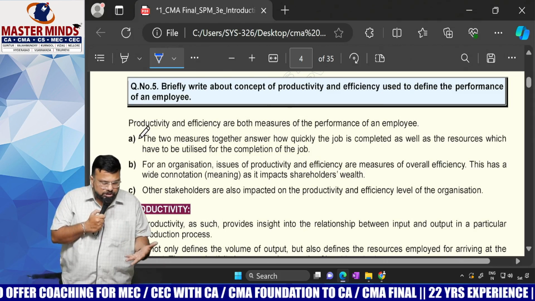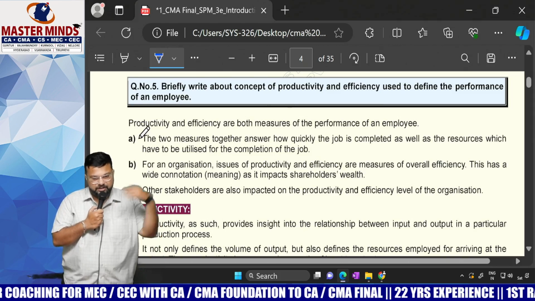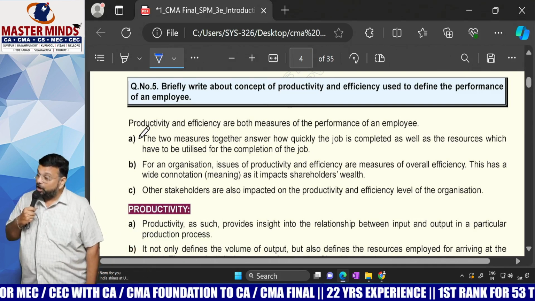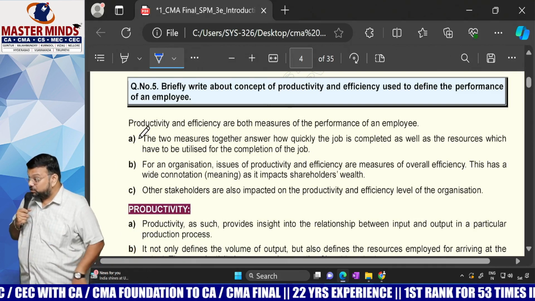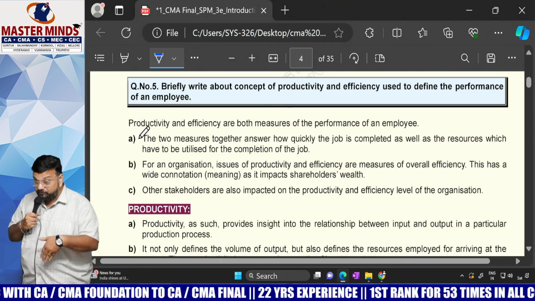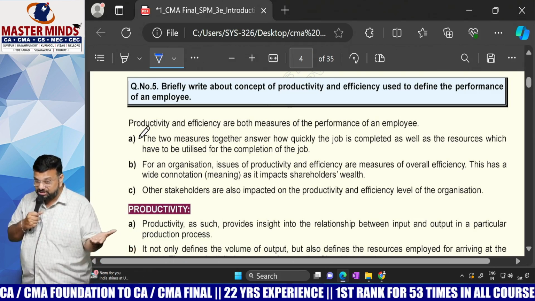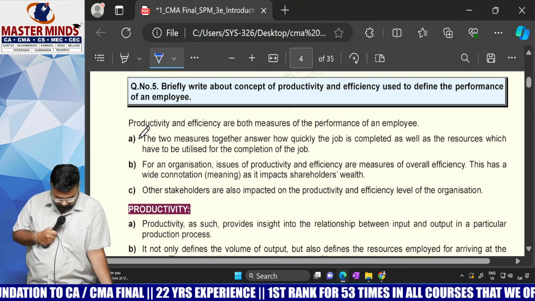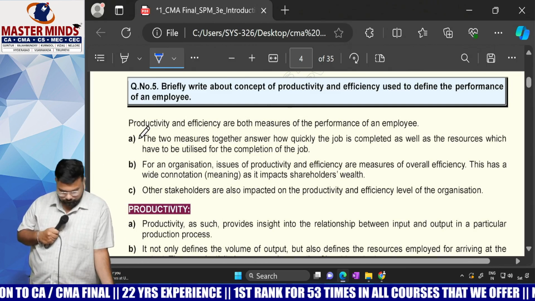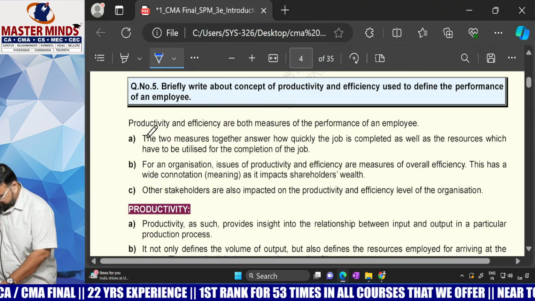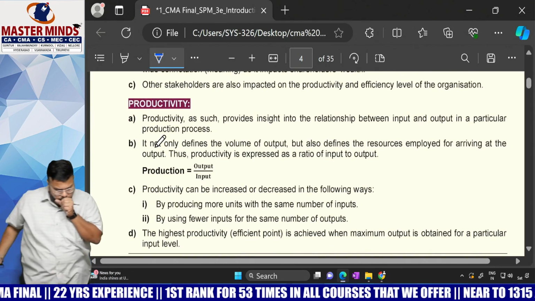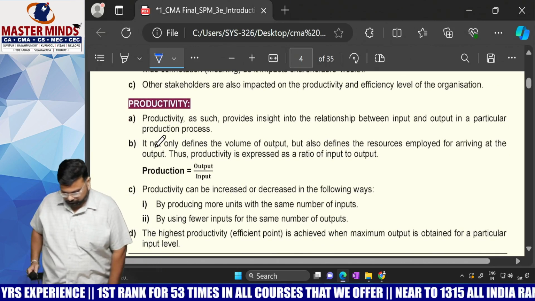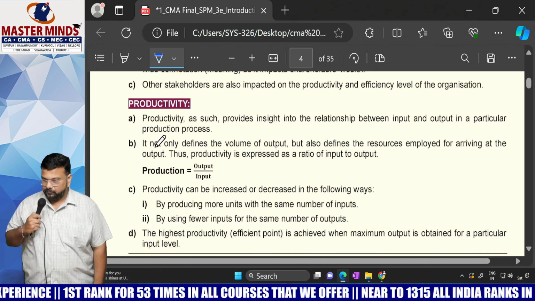Generally, we focus on shareholders. But in the first question, we have learned that shareholders are not everything. Along with shareholders, there are several other parties regarding whom we need to take care. They are called stakeholders. Next, Nana. Other stakeholders are also impacted by the productivity and efficiency level of the organization. Next. Productivity as such provides insight into the relationship between input and output in a particular production process.